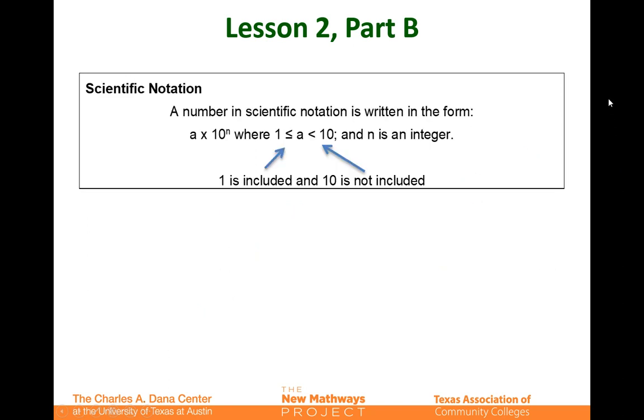A number in scientific notation is written in the form A times 10 to the n. So it looks like this. But this number, it says, has to be between 1 and 10. In fact, it can equal 1, but it cannot equal 10. So this number, we wanted to write A is greater than or equal to 1, but less than 10.